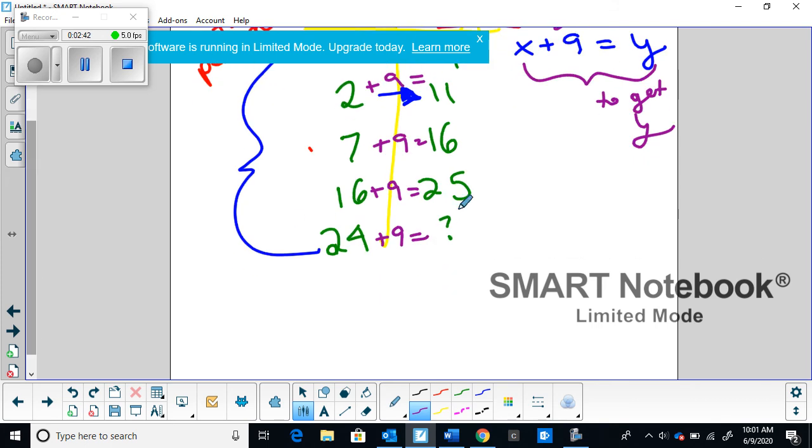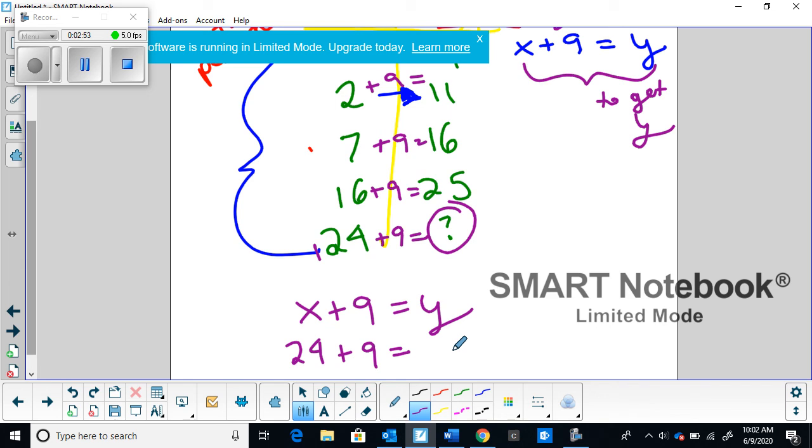So let's look at the 24 because we're looking for a missing y. So x plus 9 equals y. Well, in this case, our x is 24. So 24 plus 9 is going to equal y. Or in this case, 4 plus 9 is 13, carry the 1, and we get 33. And so our question mark is going to be 33, and that's how we were able to complete the table of values using that pattern.